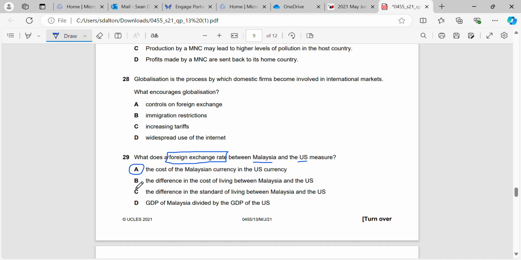It does not measure the difference in the cost of living. It does not measure the difference in the standard of living, that would be HDI, and it does not measure the GDP of Malaysia divided by the GDP of the United States. That would be GDP per capita.